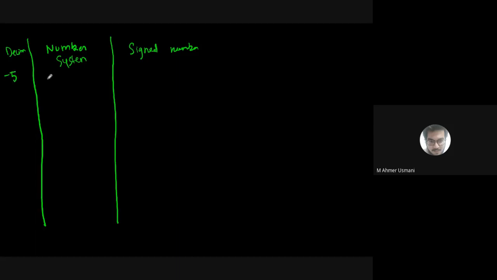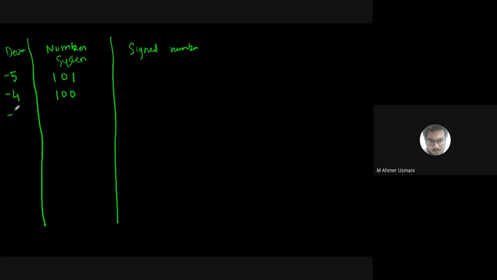In the normal number system, how to represent -5? -5 कैसे लिखोगे आप? 101 ही लिखोगे. You don't have anything for identifying the minus sign, so we'll just write 101. Next is -4. How to write -4 in the normal number system? 100. It is just 4. You cannot add minus to it.